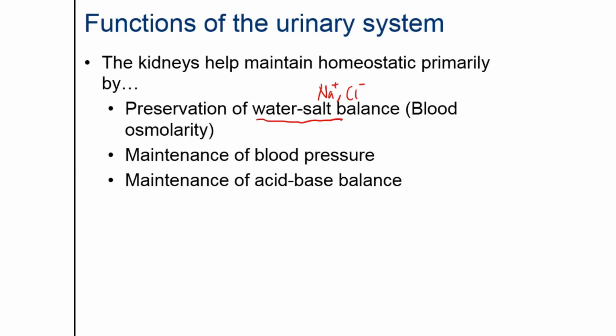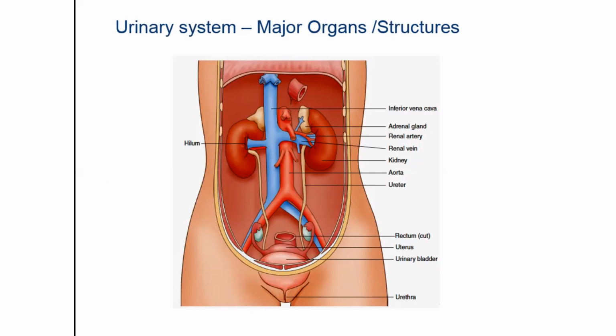By controlling how much salt is in your blood, you can control the osmolarity. We learned that word a long time ago in the beginning of the course. It basically means the concentration of the blood. It also plays a role in maintaining blood pressure as well as acid-base balance. We're going to get to that later on in the lecture. But now let's look at some major structures and organs related to the urinary system.